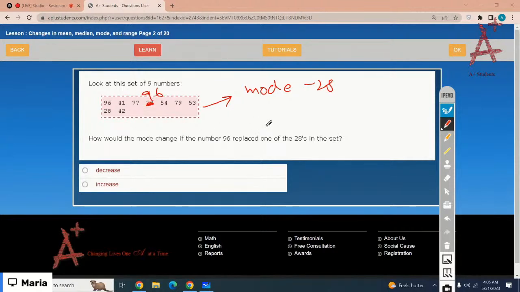What is the mode value now? Mode value is the number that appears most often in the data. Now the mode changes to 96. See, 96 appears two times in the data now. That means if you replace the 28 by 96, the mode value would be increased. Got it? So the correct option is increased.